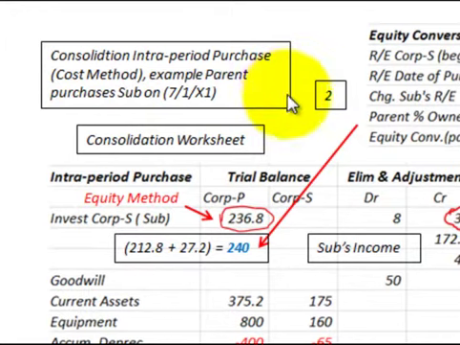And what I'm going to be looking at here is just contrasting this cost method with the equity method. So if you understand the equity method, you can see what differences are required here using the cost method.